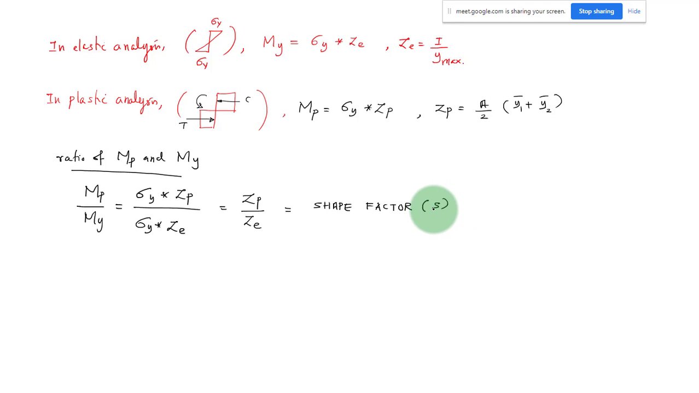If you want to define it, you can say that it is a ratio of plastic moment capacity and elastic moment capacity. And it depends on the shape of your beam's cross section. Okay, the shape of your cross section, rectangular, circular section, triangular section. Different cross sections will have different shape factor values. This factor depends on the shape of the cross section, and that is why it is known as shape factor.